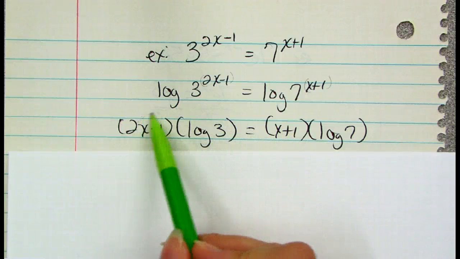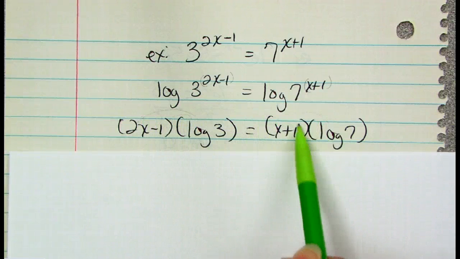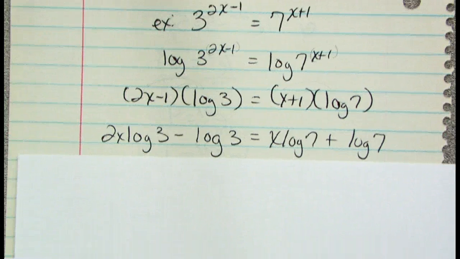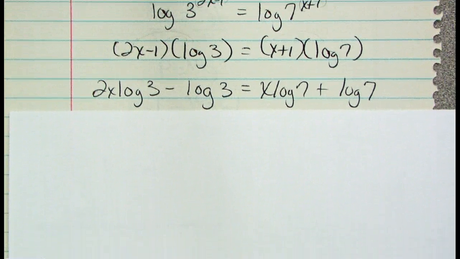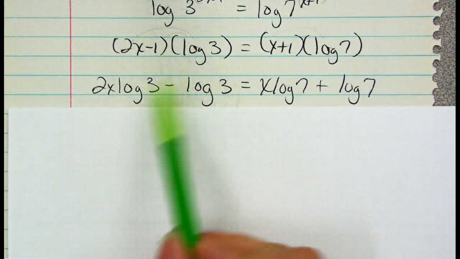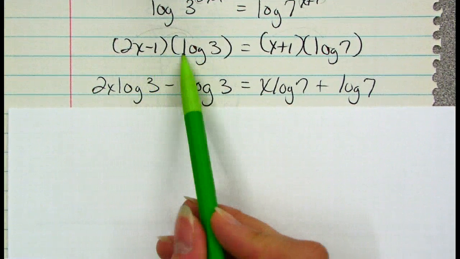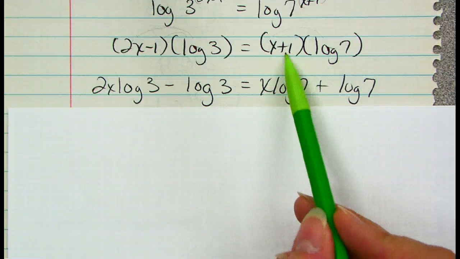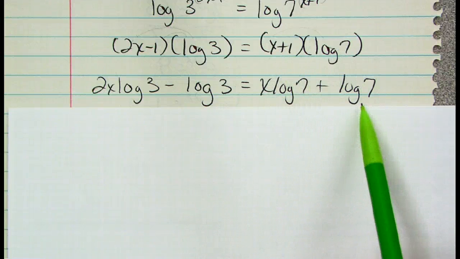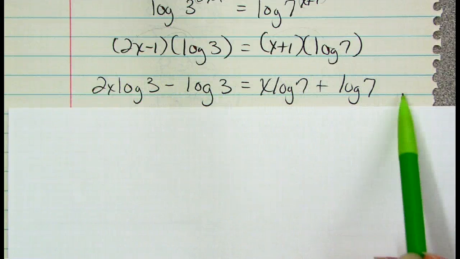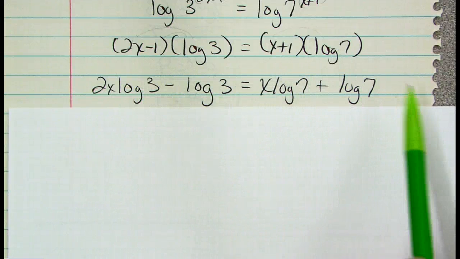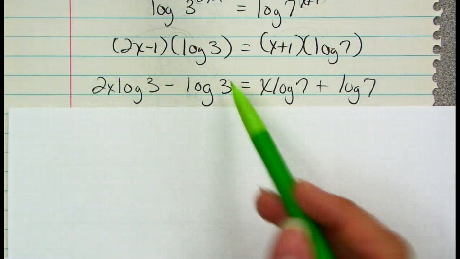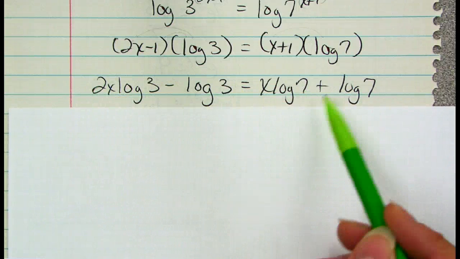This is now distributive property. So let's go ahead and do that distributive property. 2x times log of 3, negative 1 times log of 3 equals x times log of 7 times positive 1 times log of 7. Now I have 4 terms. There's no parenthesis. If I'm solving for x, I need to get both of the terms that have an x in them on one side and the ones that are just numbers on the other side.